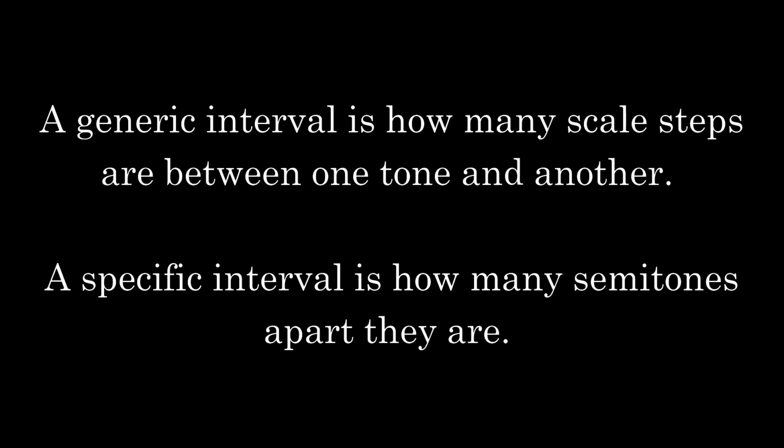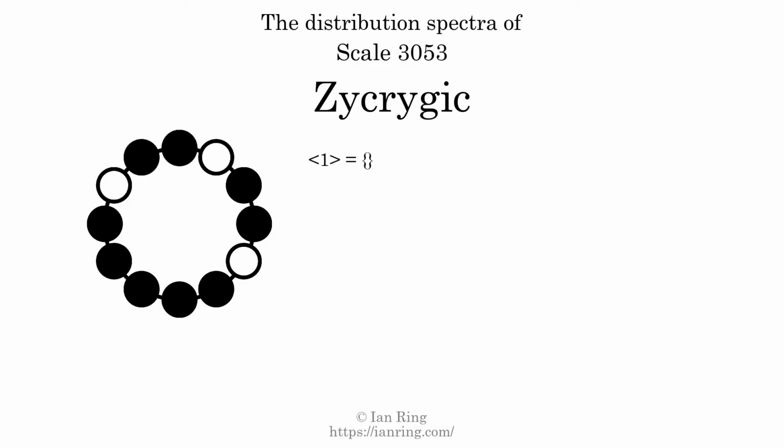A specific interval is how many semitones apart they are. The generic interval of one scale step comes in 2 different specific interval sizes, 1 semitone and 2 semitones. The spectrum width of this generic interval is the highest, 2, minus the lowest, 1, which equals 1. The generic interval of 2 scale steps comes in 2 different specific interval sizes, 2 semitones and 3 semitones. The spectrum width of this generic interval is 1.